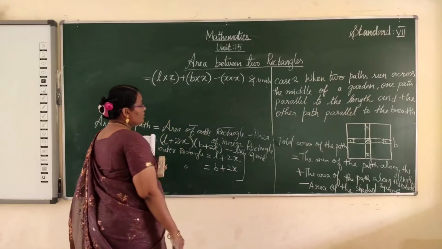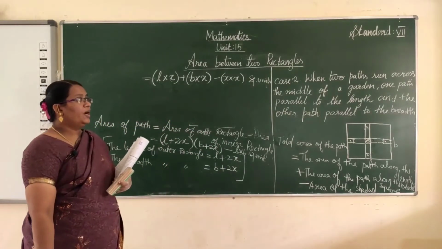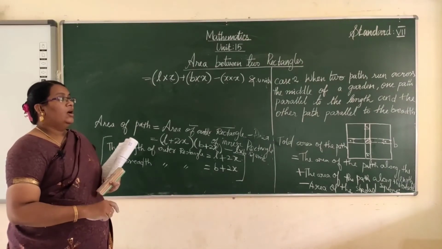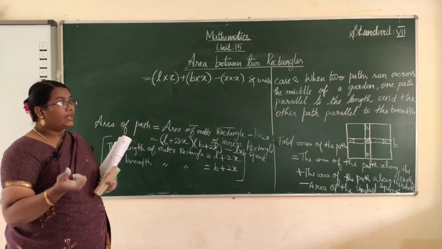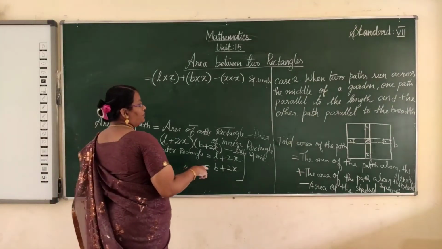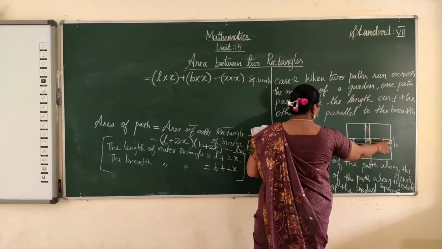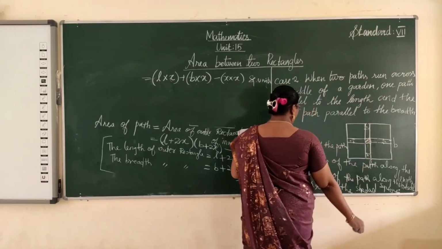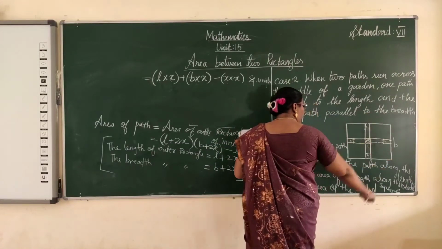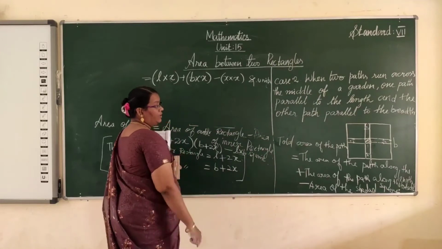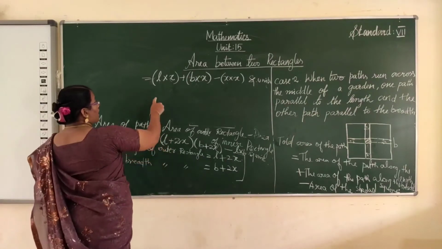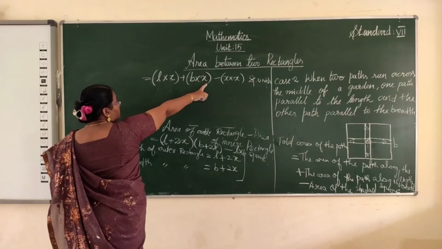We use this formula when two paths run across the middle of the garden, one path parallel to the length and the other parallel to the breadth. We have to find the total area of the path, that is, the walking area. So the area of the path along the length plus the area of the path along the breadth minus the area of the shaded square. So L into X plus B into X minus X into X.